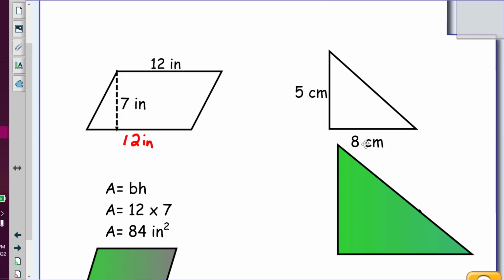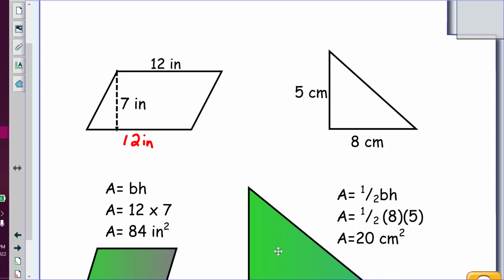All right, so the other, here we have 5 centimeters by 8 centimeters. However, this is a triangle, so the formula is going to be slightly different. Remember, two triangles make a rectangle, so we know the area of a rectangle is base times height. So since I'm only doing one of the triangles, it's going to be half of that, which is 1/2 times 8 times 5 gives me 20 centimeters squared.